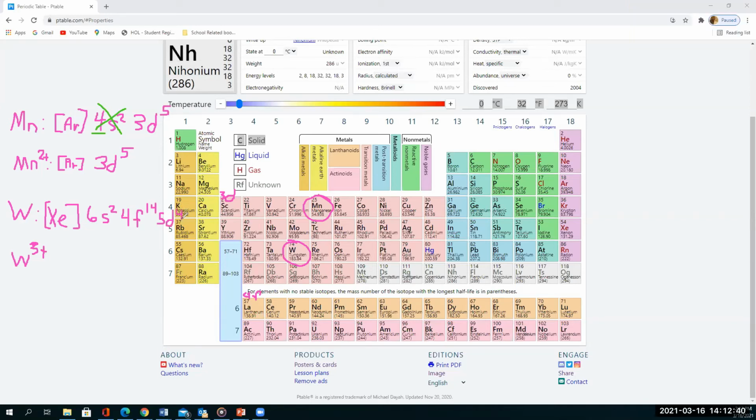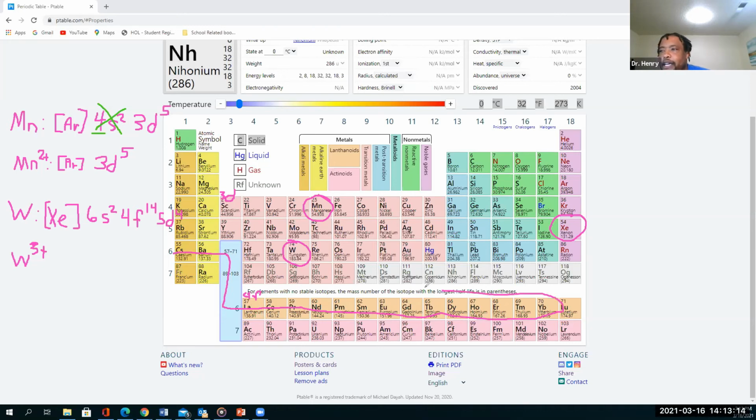Wait, is it 4 or 5d3? No, it'll be 4 because remember, there's 1, 2, still 3, 4. Why 4f? Because you said from the last follow, the lanthanoid follow, right? So if we're going, Mary, again, follow. We're going to xenon. Then we're going here. And then we go down to here, to the 4f, right? And then we go back up to here.